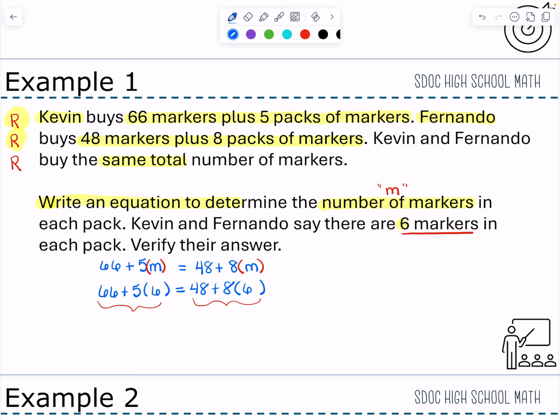So 5 times 6 is 30. 30 plus 66 is 96. On the other side, I have 48 plus 8 times 6, which is 48. So 48 plus 48 is 96. That is true.